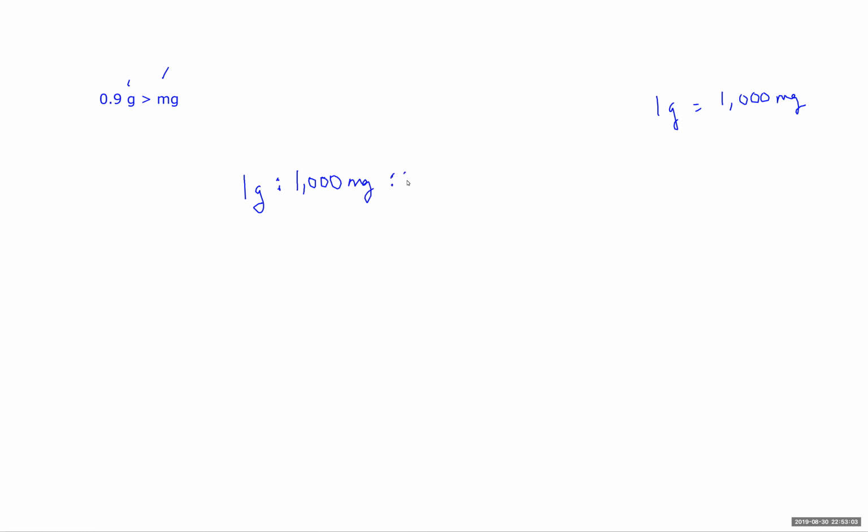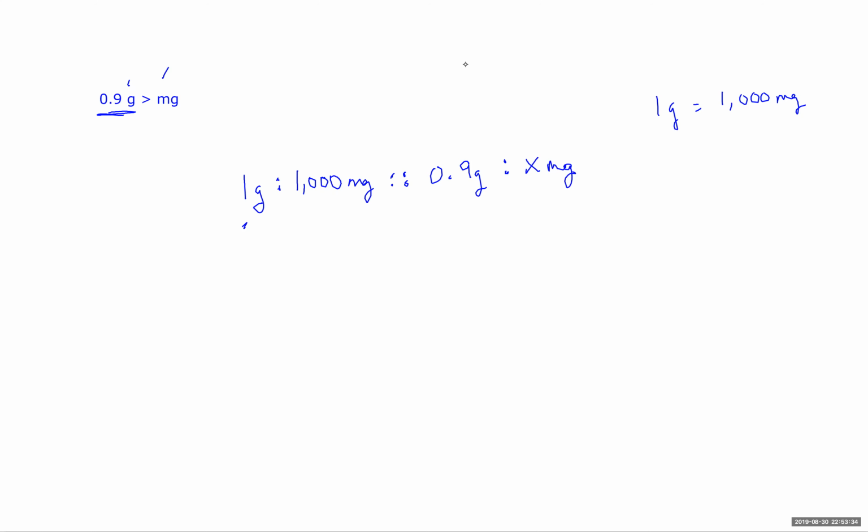as, now I do have a piece of information that has 0.9 grams. I do want to put that in the first position of the second ratio because grams is in the first position of the first ratio. All right, 0.9 grams is to, and I am looking for milligrams, so I will write X milligrams.